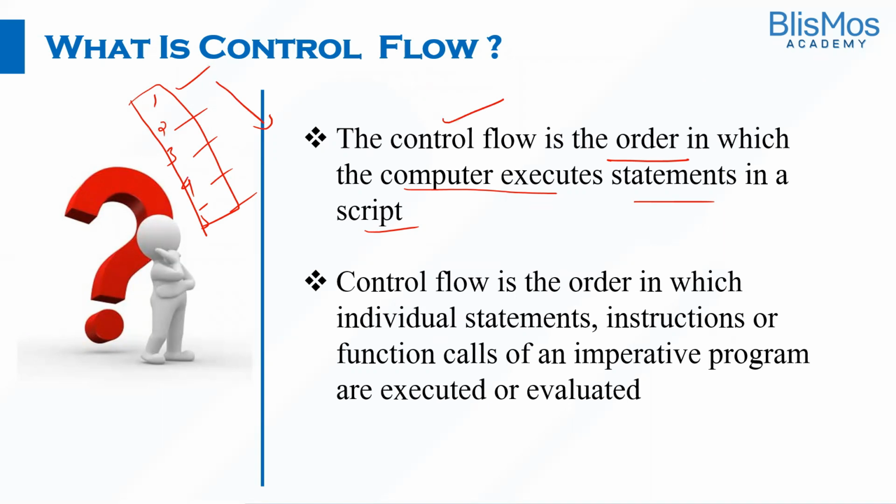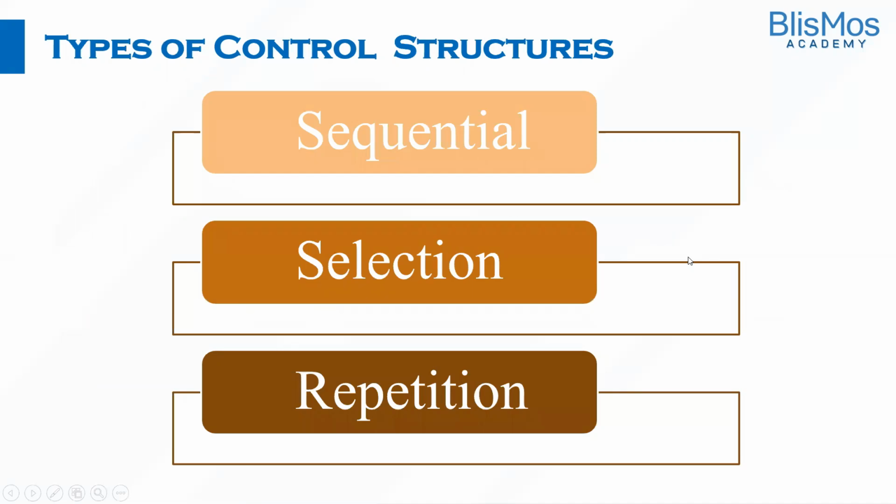And also, other way of looking at it is, control flow is the order in which individual statements, instructions, or function calls of an imperative program are executed or evaluated. Evaluation also comes into picture here. That is the control flow. In Python, we do have three types of control structures or control flows. They are sequential, selection, repetition. We'll see them one by one.